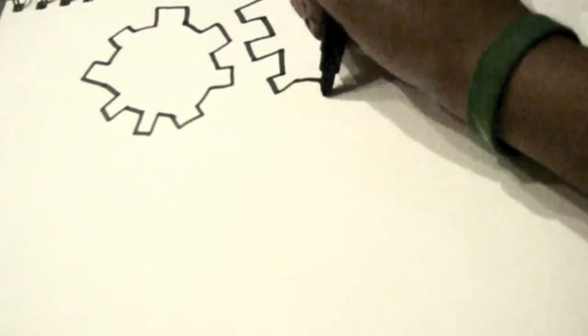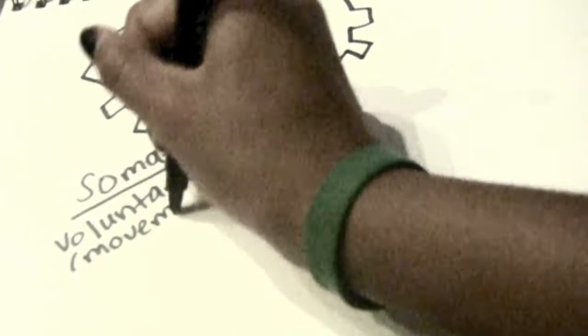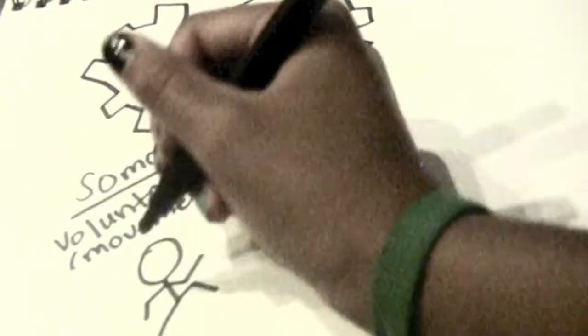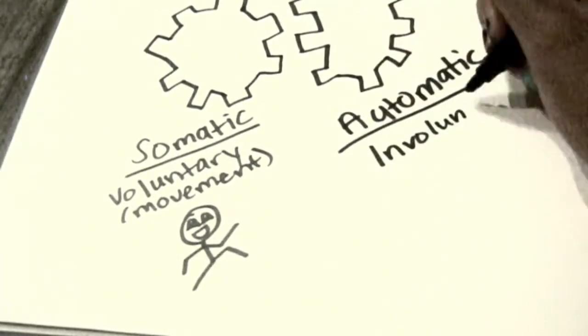Okay, so the peripheral nervous system is categorized in the motor section. This further breaks down into somatic and autonomic. Somatic is voluntary and usually involves skeletal muscles, while autonomic is involuntary and involves cardiac and smooth muscle and glands.